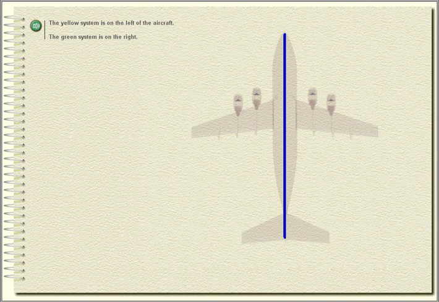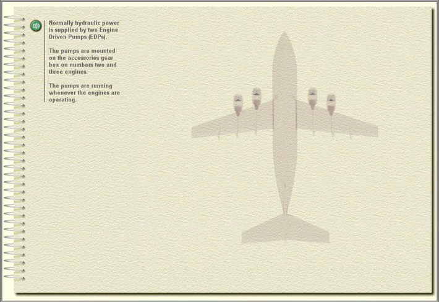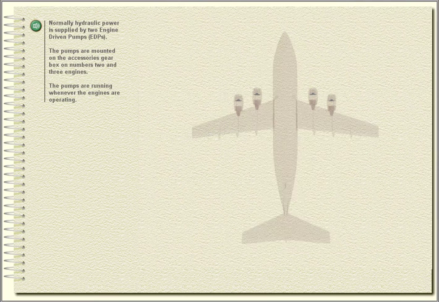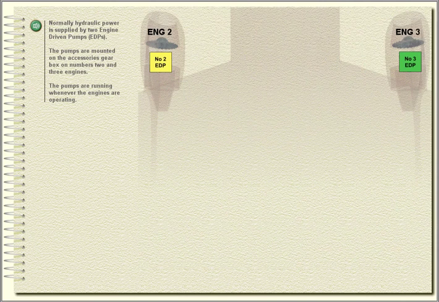The yellow system is on the left of the aircraft. The green system is on the right. Normally, hydraulic power is supplied by two engine-driven pumps. The pumps are mounted on the accessories gearbox, on numbers 2 and 3 engines. The pumps are running whenever the engines are operating.